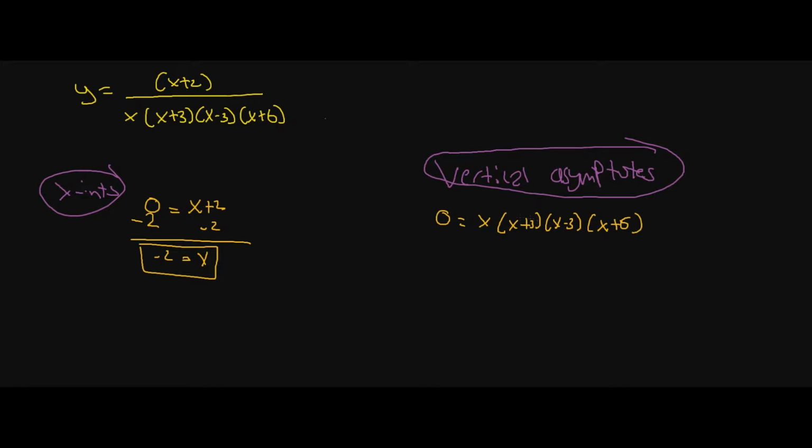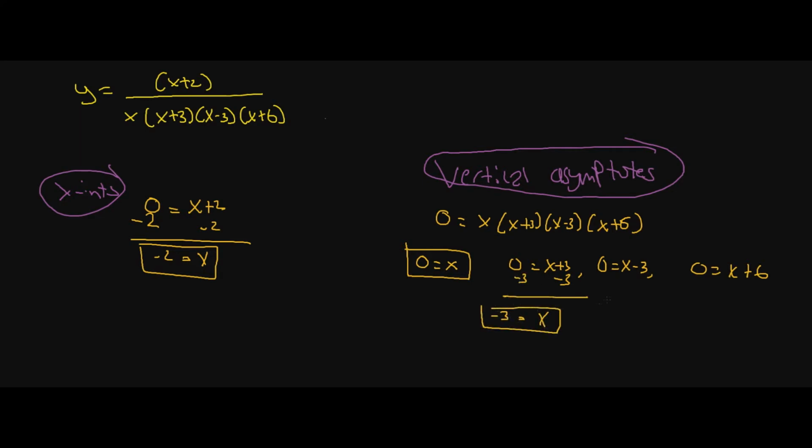Okay. Well, now to solve for this, we're going to get 0 is equal to x. We just set this equal to 0, and we don't need to do anything. That's just x equals 0, and we're done. We do 0 equals x plus 3, 0 equals x minus 3, and 0 equals x plus 6. Now we just subtract 3 from both sides. We're going to get x is equal to negative 3. We add 3 to both sides, and we're going to get that x equals 3. And then we subtract 6 from both sides, and we're going to get x equals negative 6.